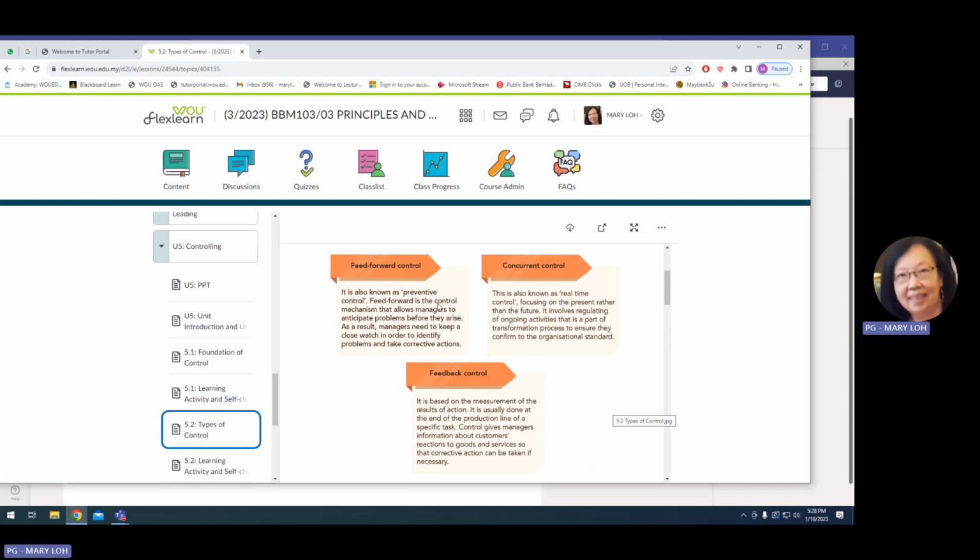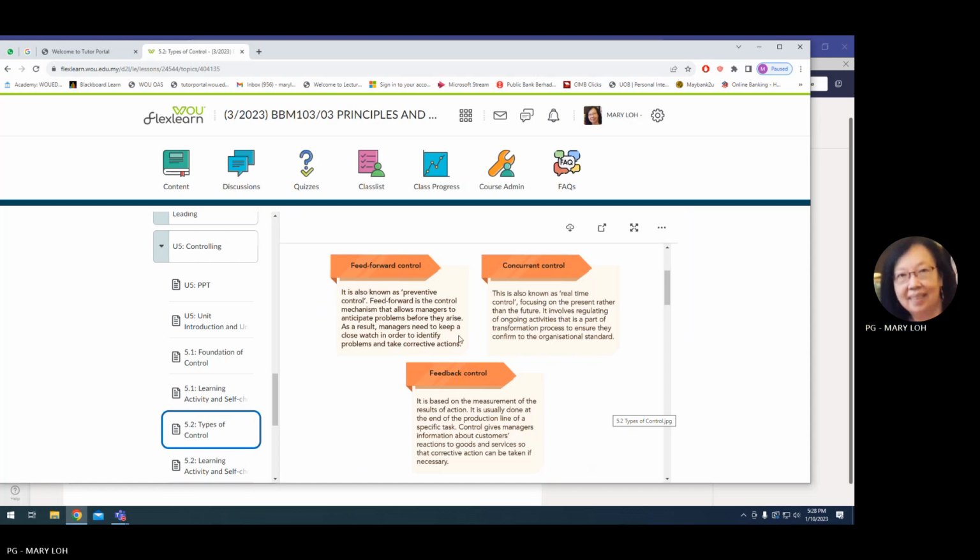Feed-forward is the control mechanism that allows managers to anticipate problems before they arise. As a result, managers need to keep a close watch in order to identify problems and take corrective action.